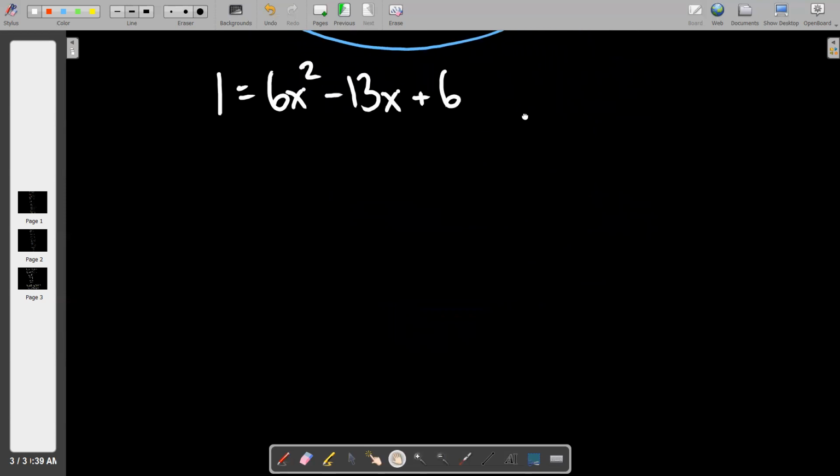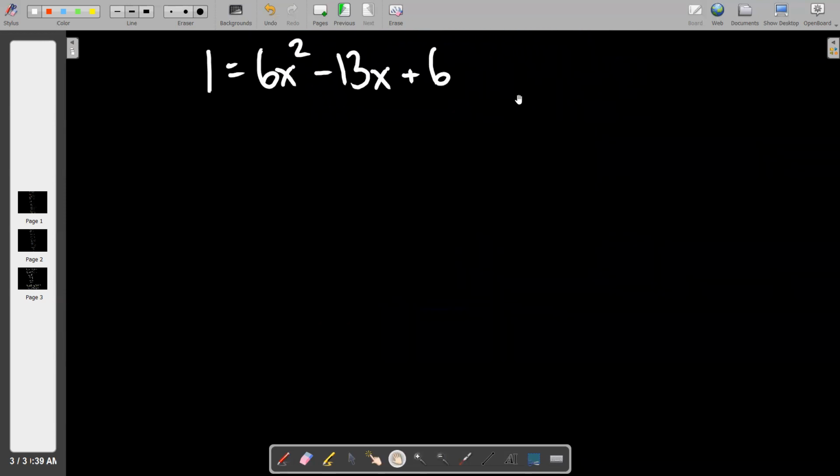And at this point, we've officially left the land of logarithms. We just passed the sign that said you are now leaving Logarithmville, and now it's just back to solving a quadratic equation. What do we do next? Subtract 1, giving us 6x squared minus 13x plus 5.